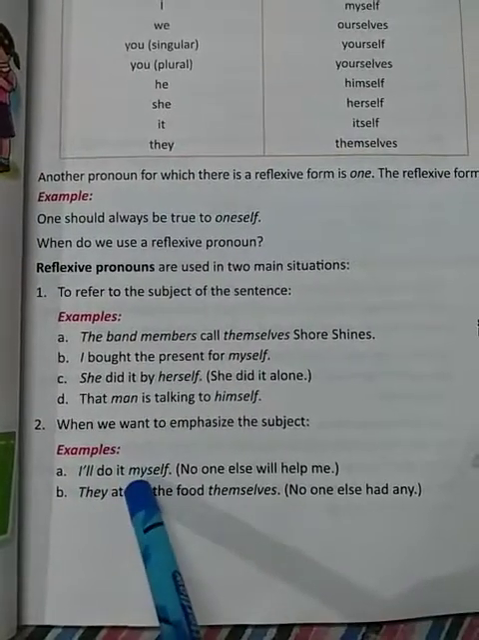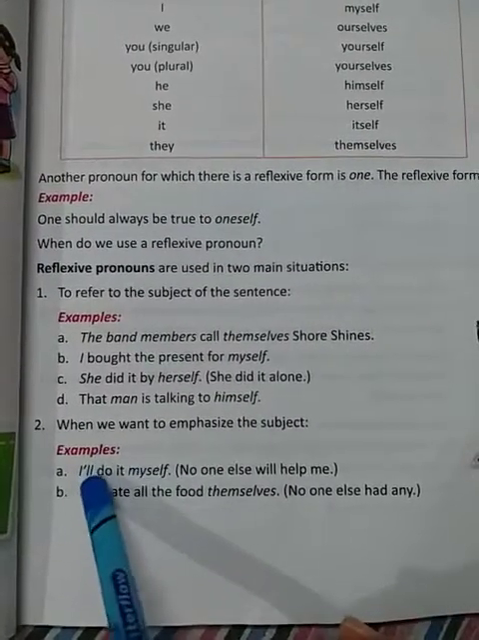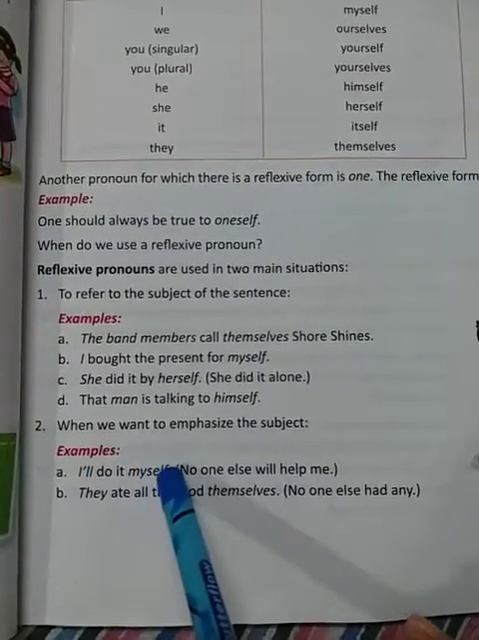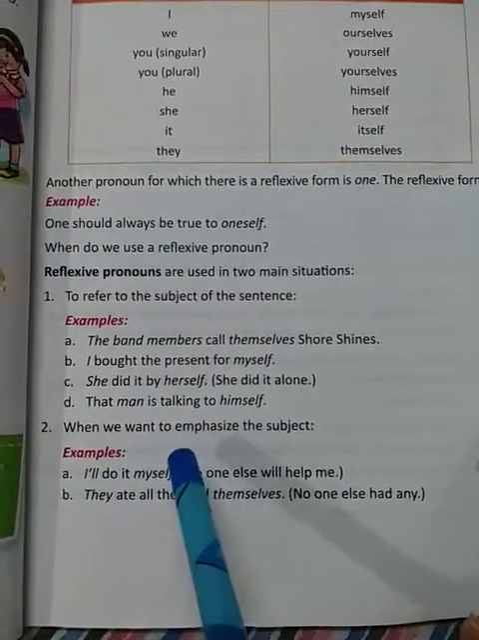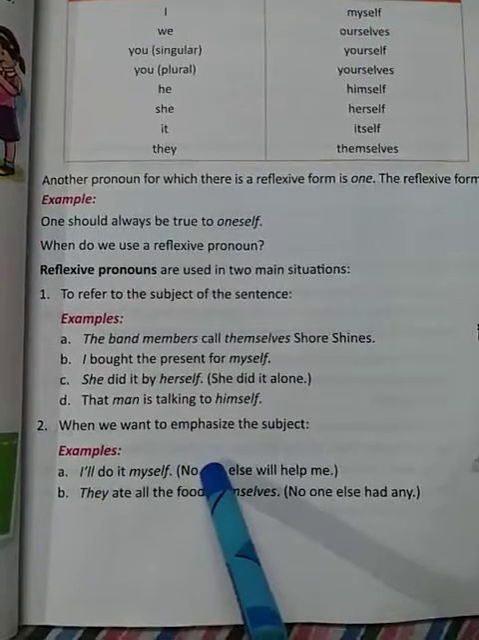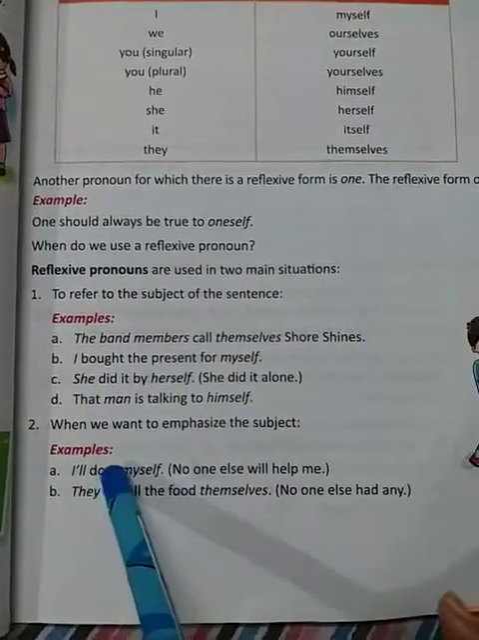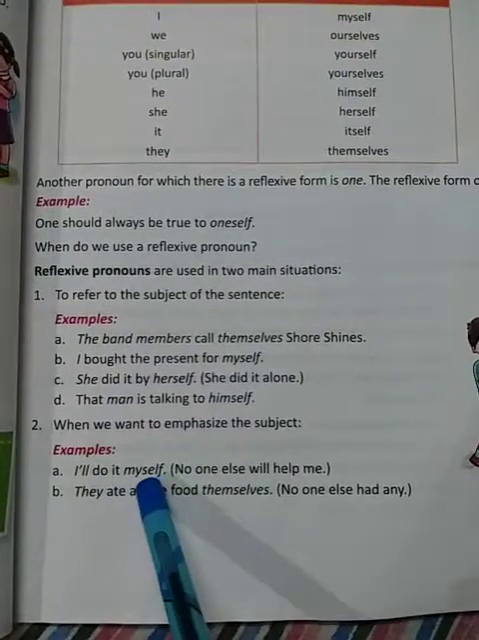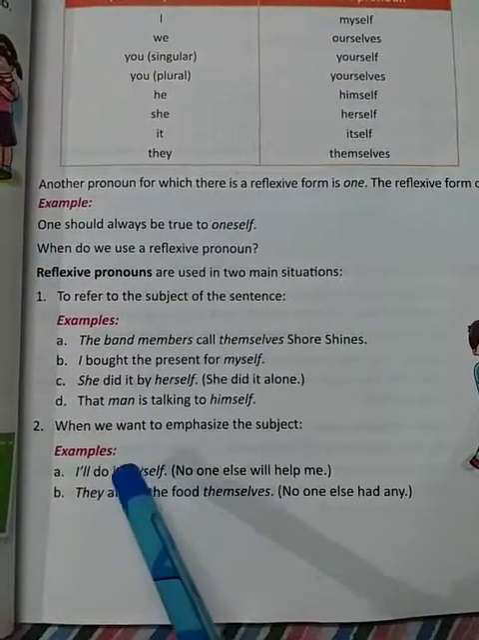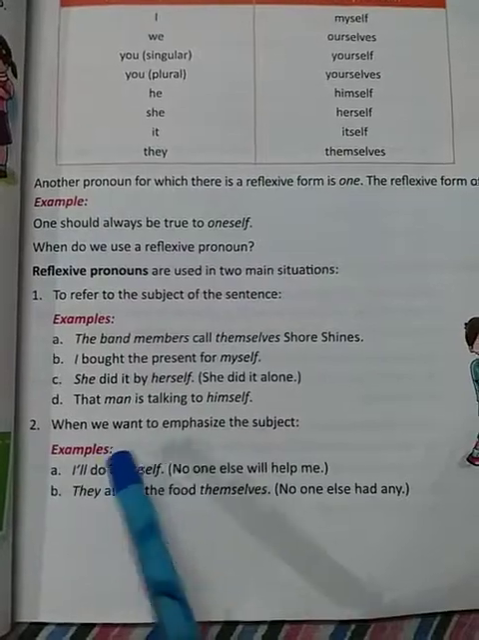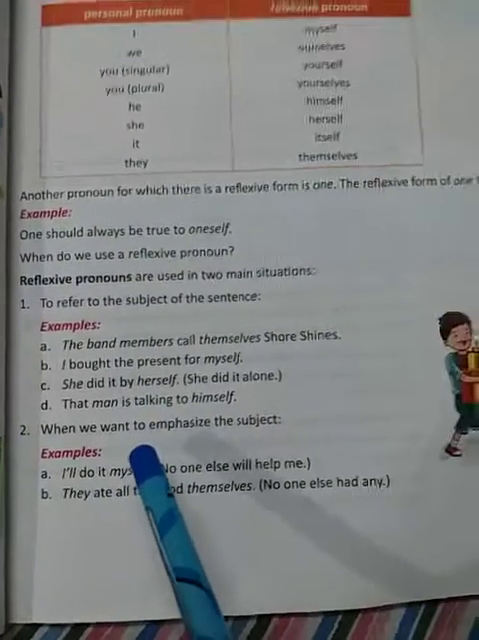Here I am emphasizing, I am putting stress on the subject, that I will do it myself, and nobody else is going to help me in doing that. So here I am emphasizing that I will do it all by myself. So that's why whenever we want to put stress on the subject, whenever we want to emphasize the subject, we use reflexive pronouns.